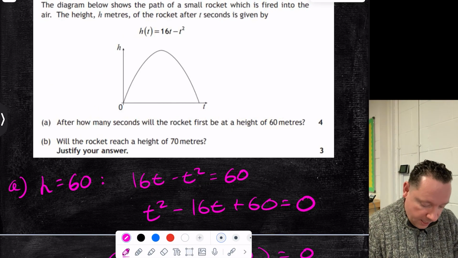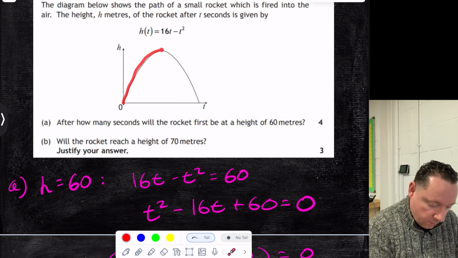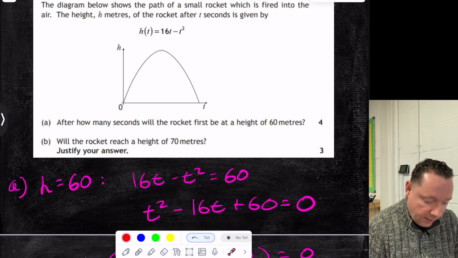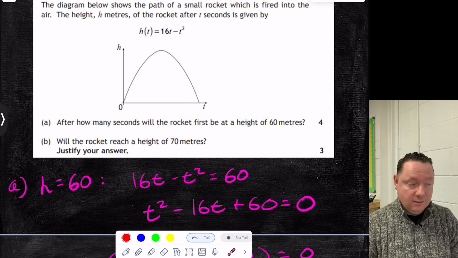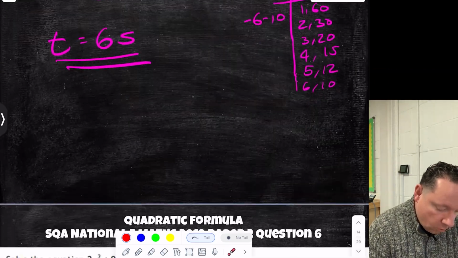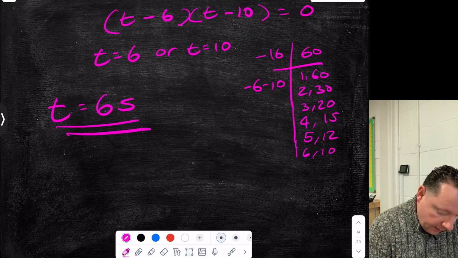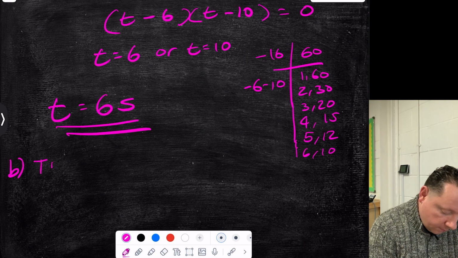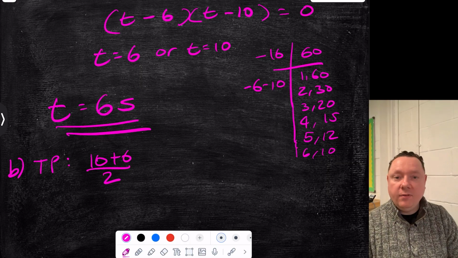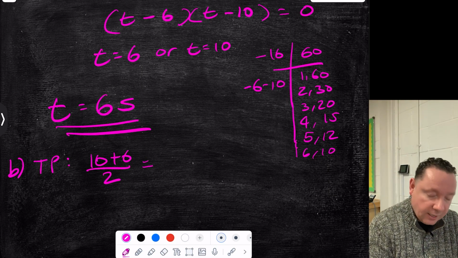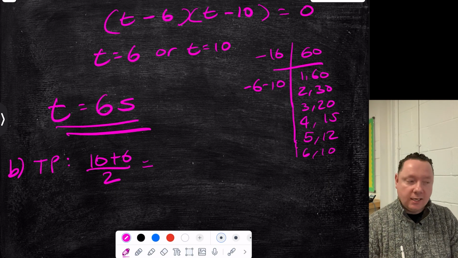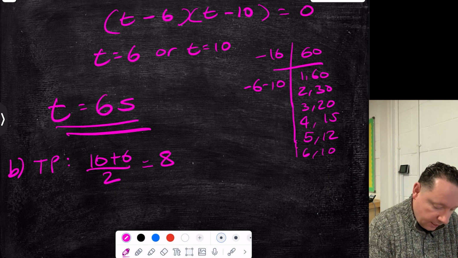Well, the maximum it ever is, the maximum turning point, is here. So we need to work out where the turning point is and then find out what the height is at that turning point. So we know we've got 6 and 10. So for part B, our turning point happens at 10 plus 6 divided by 2. You add the roots and you halve it to get the middle of them. 10 plus 6 is 16, divided by 2 is 8. So the turning point happens at 8 seconds.